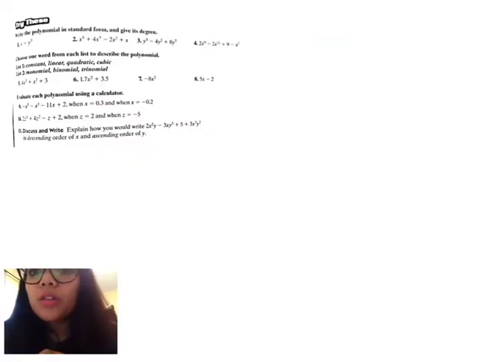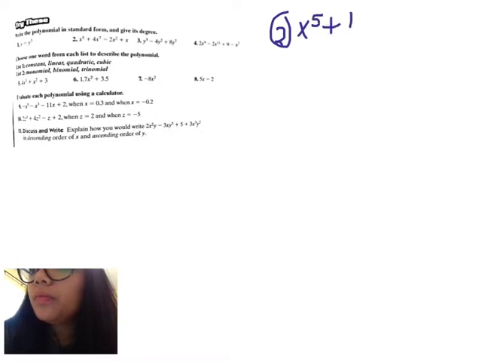Okay, so write the polynomial in standard form and give its degree. I'm going to do number 2 with you. x to the 5th plus 4x to the 7th minus 2x squared plus x. That really ugly looking thing is an x.